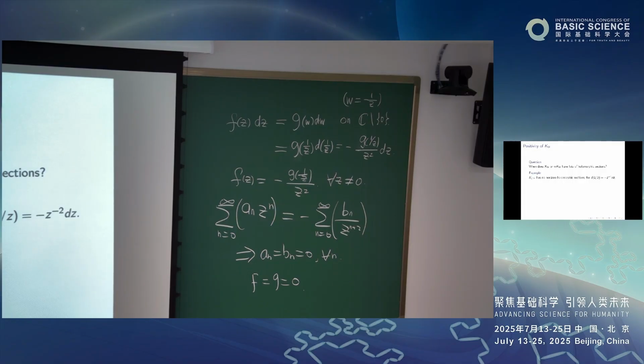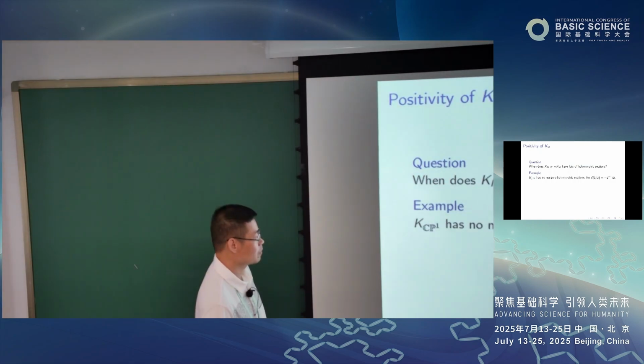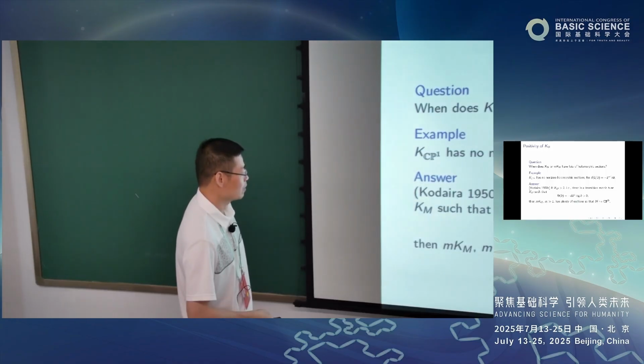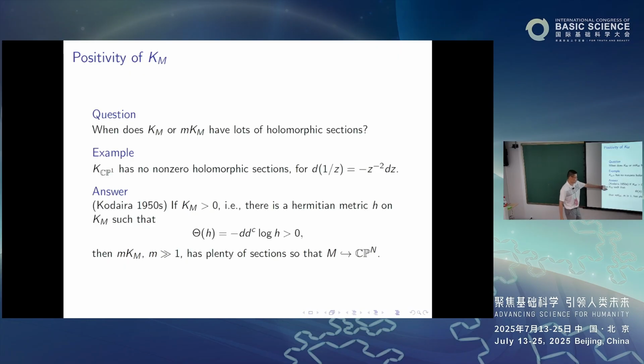So this is the elementary proof. When K_M has lots of sections, one answer is the classical Kodaira theorem. If K_M is positive, this is stronger than what was introduced in Peter's talk. Positive means that you can find a Hermitian metric h on K_M such that the curvature form minus dd-bar log h is strictly greater than 0. In this case, you have plenty of sections.